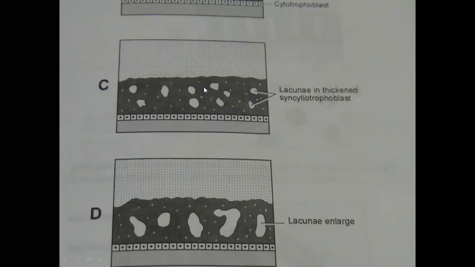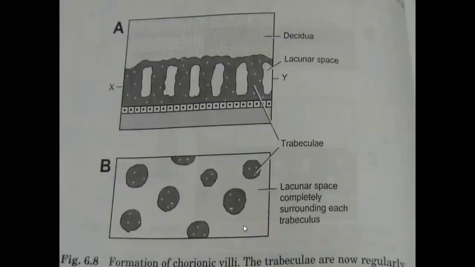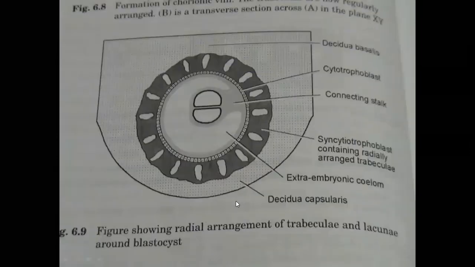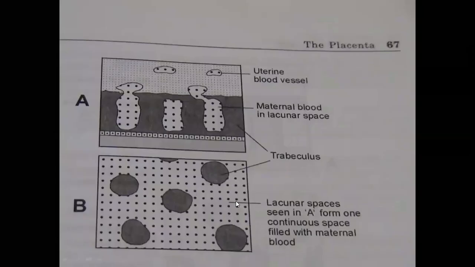Now the lacunae enlarge, they expand. Once the lacunae enlarge, between the lacunae you have the syncytiotrophoblast. Still we have primary villi. Now you see the chorionic villi: these are the lacunae, these are the trabeculae. The syncytiotrophoblast between the lacunae is known as trabeculae. So you have cytotrophoblast and syncytiotrophoblast as the primary villi.